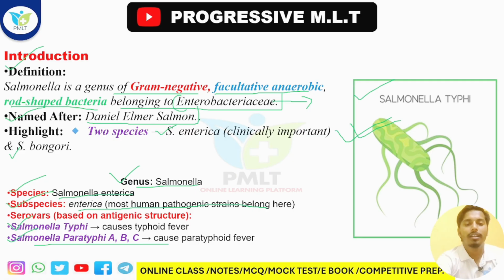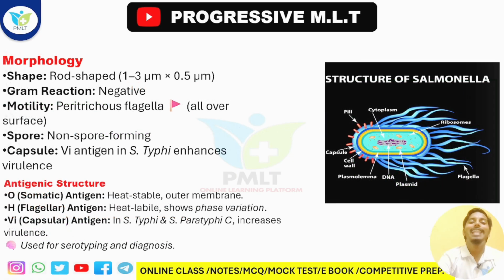Understood? See, now I am coming to the second slide. It's also important. We have to get an idea of how Salmonella looks. See, first one is the shape. The shape is rod shape. I have already told you that in the gram reaction, they are all gram negative. After that, motility: they are all motile because they have peritrichous flagella.